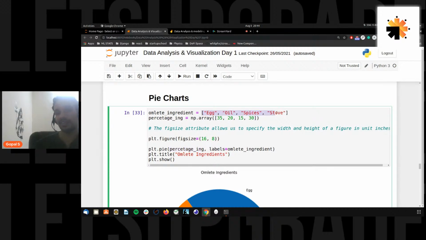Being a vegetarian, I still can't get over the omelette thing. I don't know why. Maybe I find it more fascinating. Maybe someday I will make it.